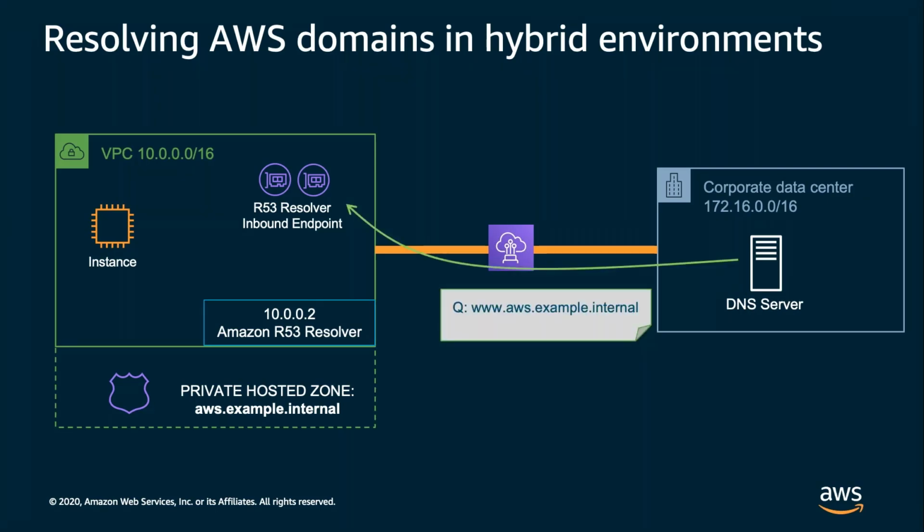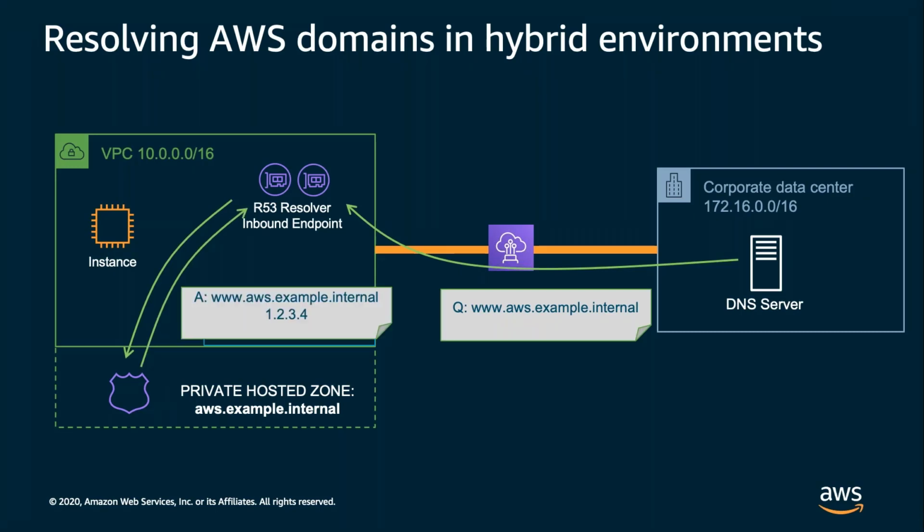Now when my on-premises DNS server forwards a query for www.aws.example.internal, it'll go through to the Route 53 resolver inbound endpoint, and then from the inbound endpoint, it will reach out and resolve that private hosted zone through the Route 53 service. And then we'll return that answer and send it back to the on-premise DNS server. So in this manner, we have this hybrid environment where we have a completely separate DNS infrastructure in the cloud, and we're still able to resolve it from our on-premises environment, have that true hybrid DNS resolution.